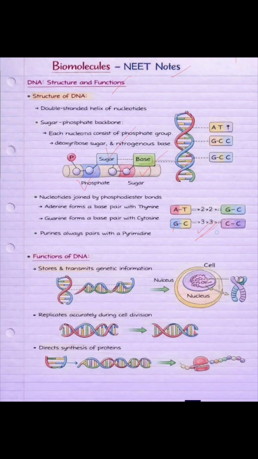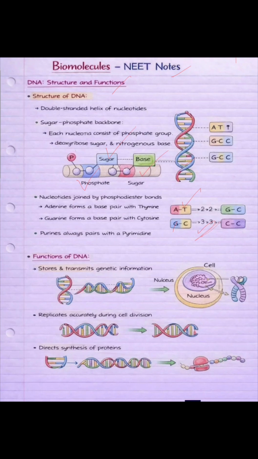So remember this: adenine pairs with thymine with double bonds, and guanine pairs with cytosine with triple bonds. Purines are adenine and guanine, and pyrimidines are thymine and cytosine. One important rule is that a purine always binds with a pyrimidine only.